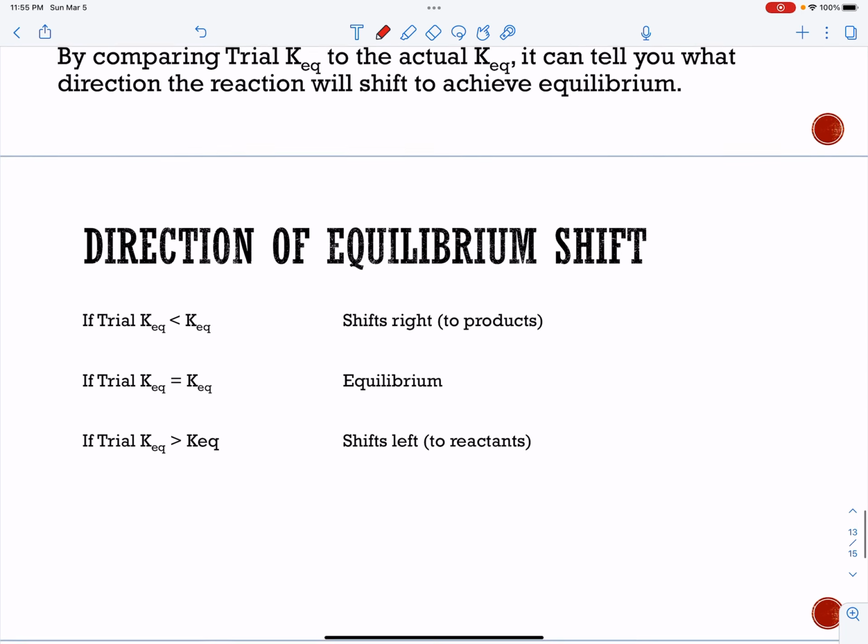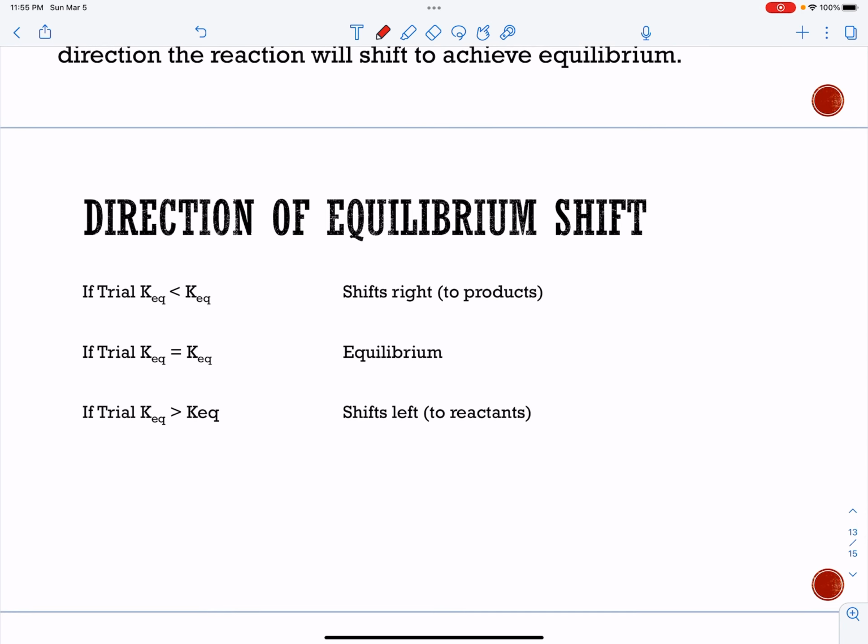So the rule here is that if my trial KEQ is less than the KEQ, it means we're going to have a right shift. We're going to shift towards the product side because we're going to try and move that trial KEQ value so that it matches the KEQ. If the trial KEQ is less than KEQ, it means we need to make more products so that we balance it out and we move to that KEQ value. If my trial KEQ is equal to the KEQ, then my system is in equilibrium already. There's going to be no shift.